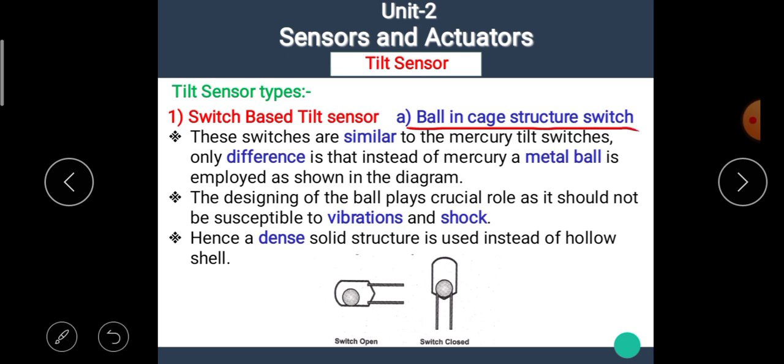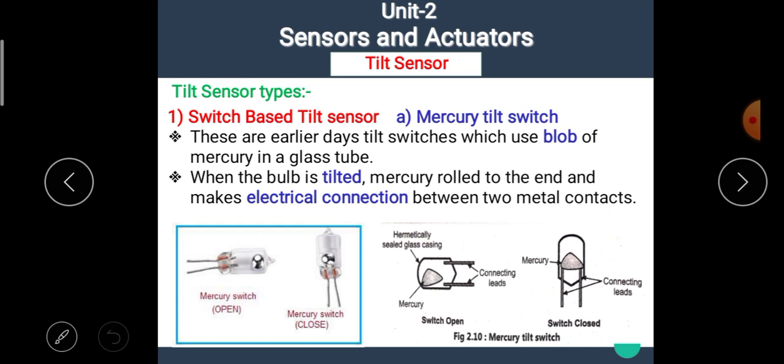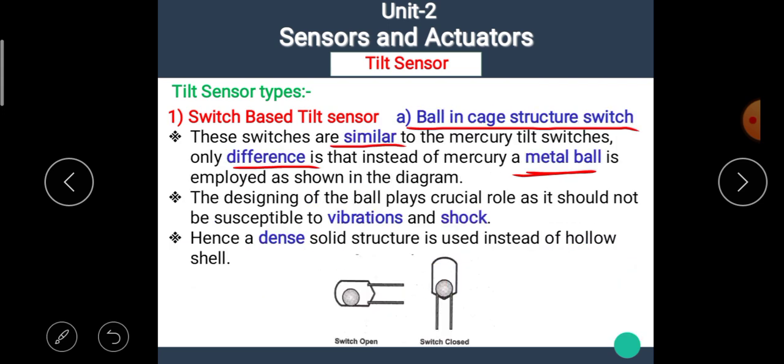These switches are similar to the mercury tilt switches, the only difference is that instead of mercury, a metal ball is employed as shown in the diagram. That means it is similar to the mercury tilt switch, the only change being that instead of mercury there is a ball. Here mercury is used and here a ball is used like this. The design of the ball plays a crucial role as it should not be susceptible to vibrations and shock.